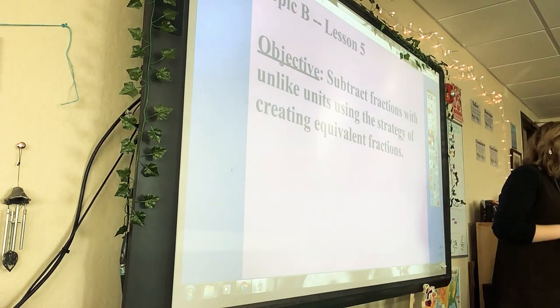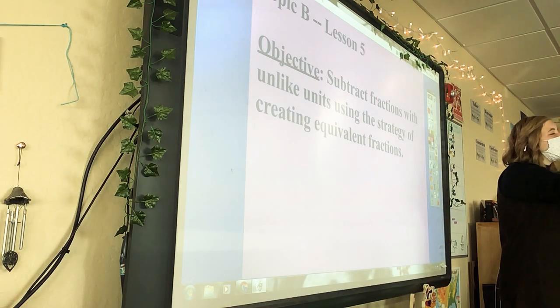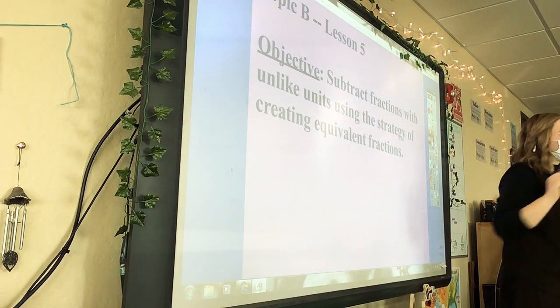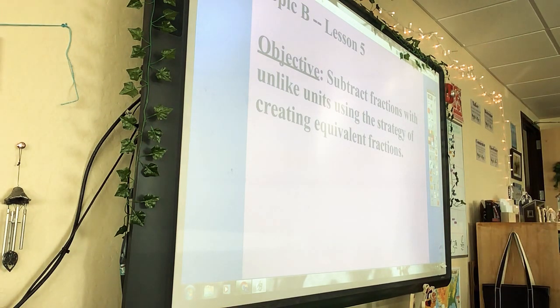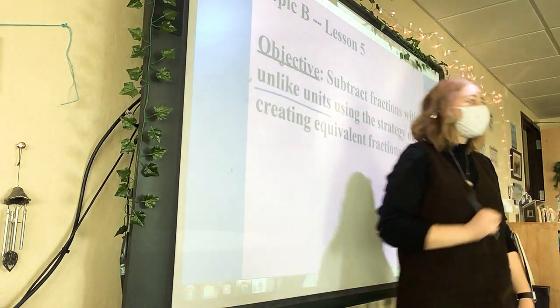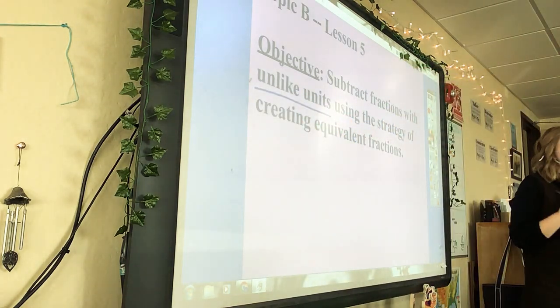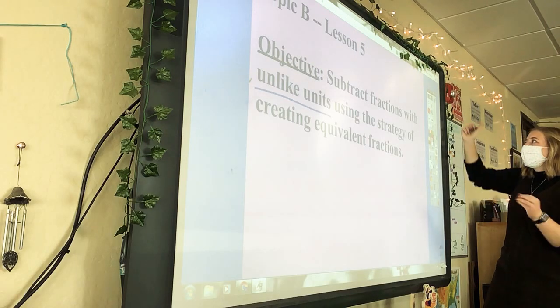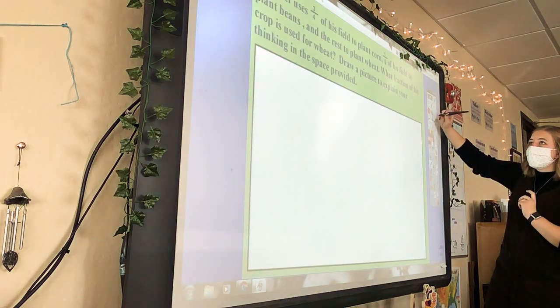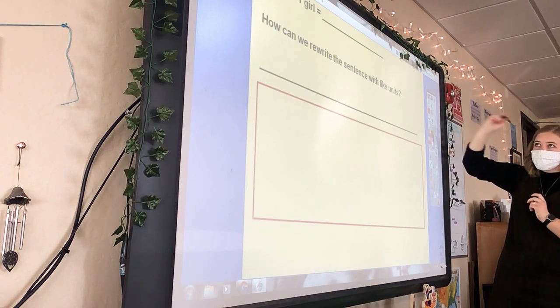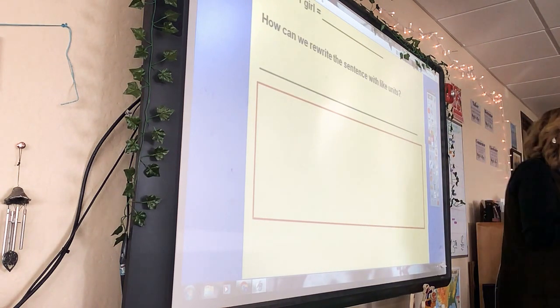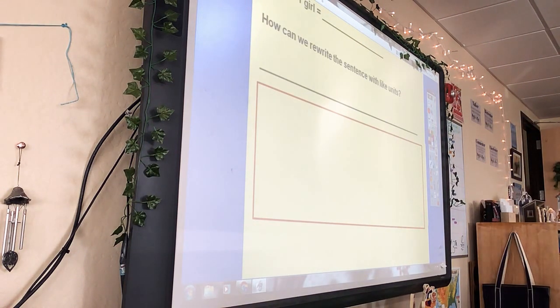So, unlike units. Let's jog our memory. Unlike units. Does that mean the denominators are the same or different? Ready? Go. Different. If it says unlike units, that means our bottom number is different. So we have to make equivalent fractions in order to subtract. Similar to what we were talking about with our adding fractions. Check out that subtraction sentence up there.